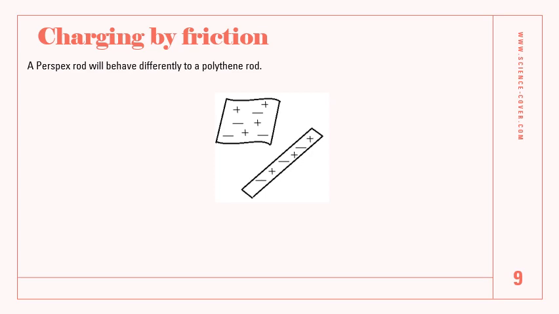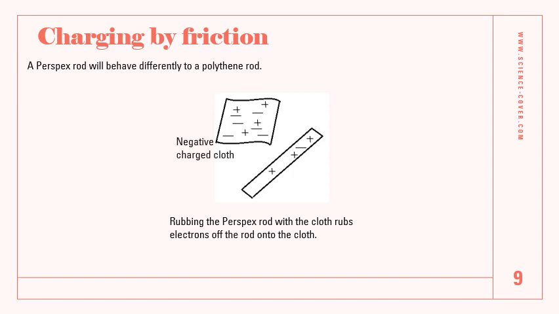A perspex rod will behave differently to a polythene rod. Rubbing a perspex rod with the cloth rubs electrons off the rod onto the cloth. This means that the cloth has gained electrons and therefore gained a negative charge. But the perspex rod has lost negative charge, leaving it positive.